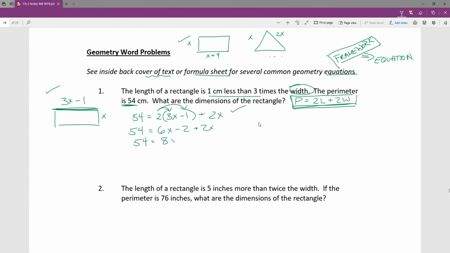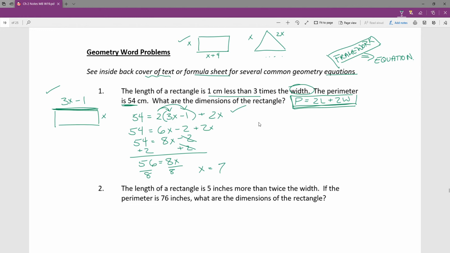Gather up my x terms on that side. So 6x and 2x is 8x. I'm going to leave the 8x on that side because it's a lot of work to put it on the other. I think usually by this point, you're starting to develop the skills that you don't have to have the x's on the left. And I get down to that x equals 7.